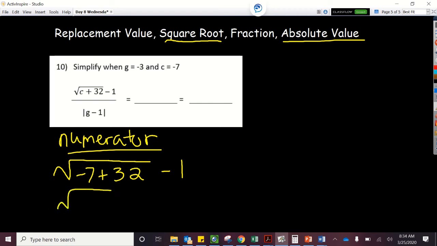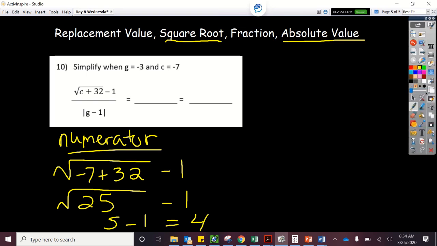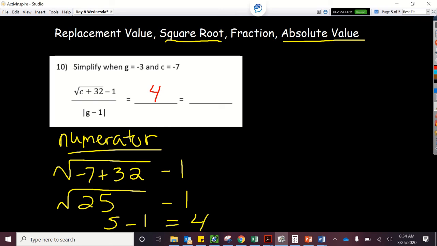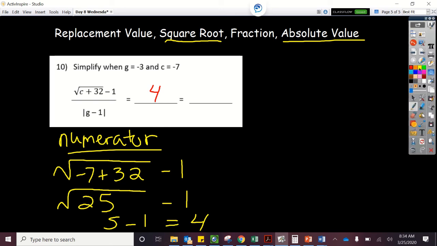So if I do the math here, negative 7 plus 32 that's under the radical sign, that's going to give me 25. So I'm taking the square root of 25, and then I'm subtracting 1 from it. I'm not going to take the square root of 24 or anything like that. So the square root of 25, of course, is 5, and then I subtract 1 from that. So that gives me a numerator of 4. In this problem, I actually did give you a place to write the numerator and denominator separately as you solve this. Okay, moving on to the denominator.